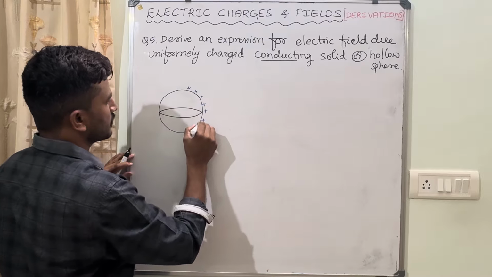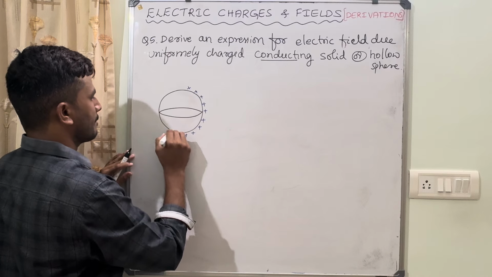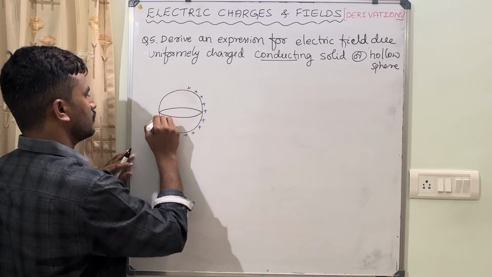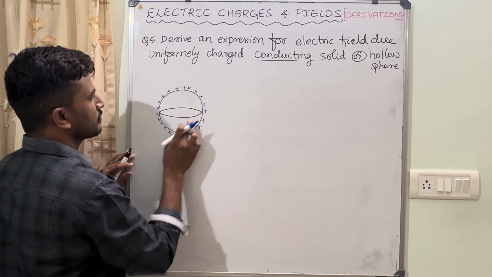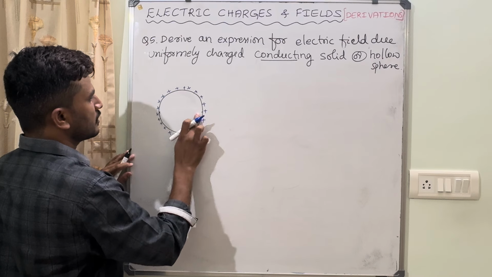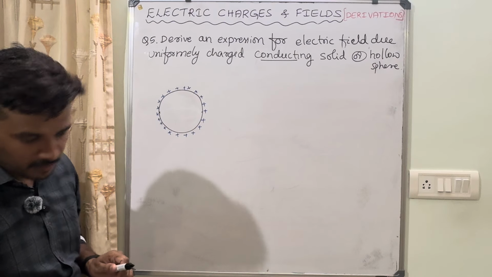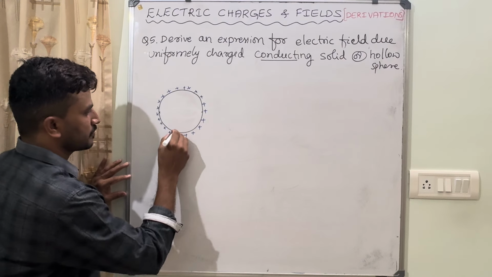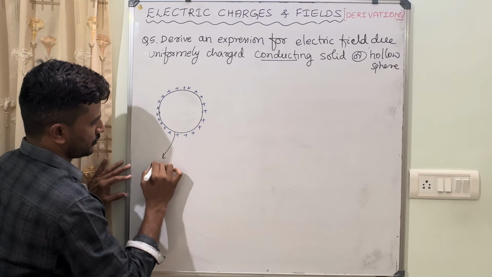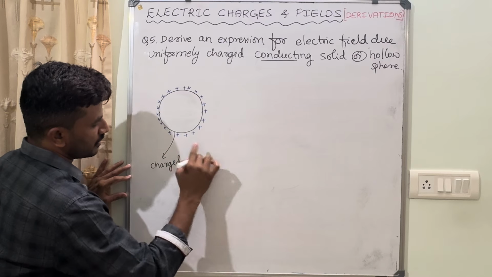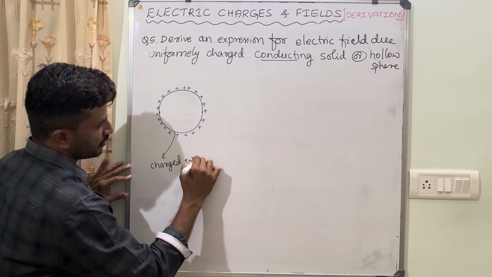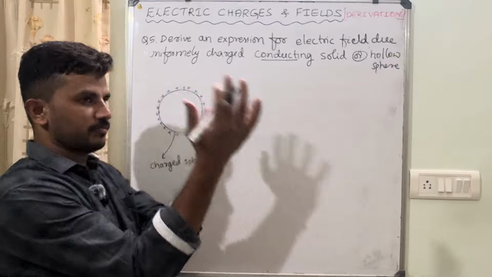Uniformly. So all the charges reside on the surface of the sphere. Okay, so you can erase this, we don't want it, but you should know this is the sphere. Charged, not a ring, not a circle, it is a sphere, three-dimensional one, just like a ball.